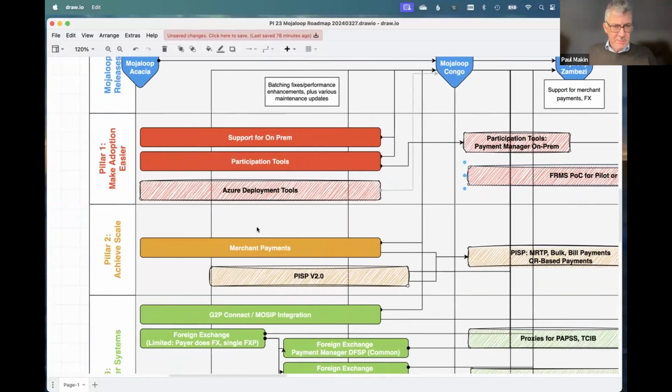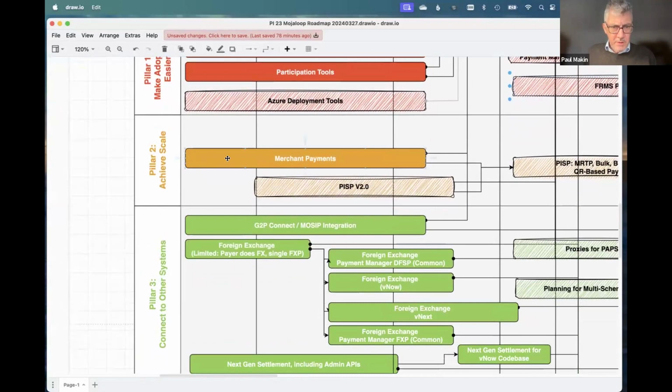Moving on to the next pillar, achieving scale. We have seen Kareem speaking over the last couple of days about merchant payments and the work that's been done. Despite the tremendous work that's been done, we know merchant payments is a huge piece of work in itself. If it wasn't, Visa wouldn't be so rich. So we hugely applaud the work that the merchant payments workstream has done. But to be frank, it's only version 1. There's a lot more work to be done on merchant payments.